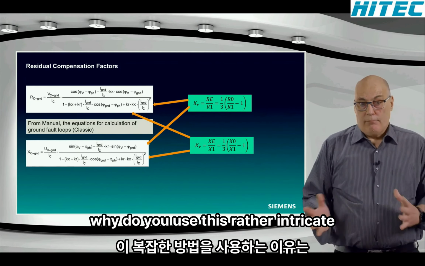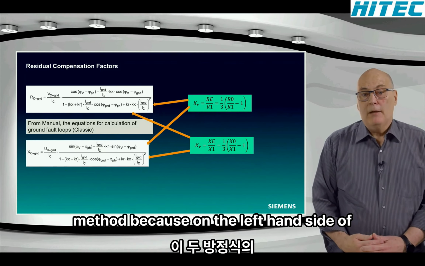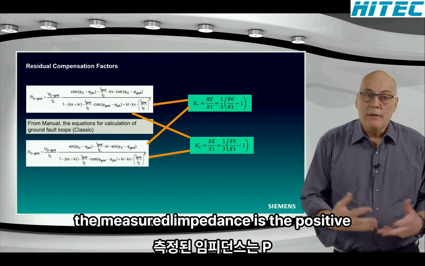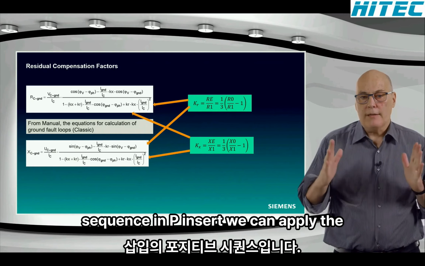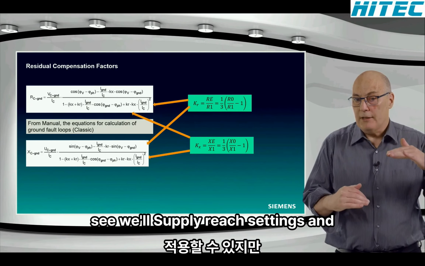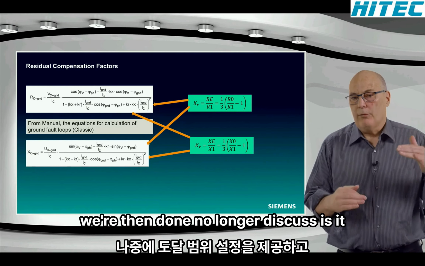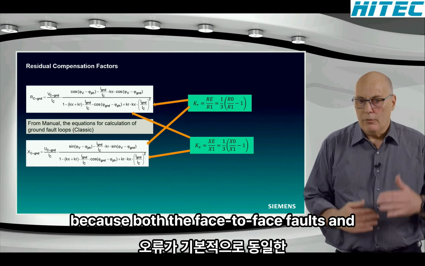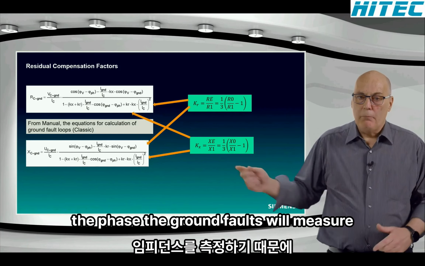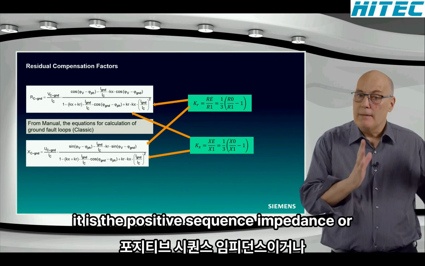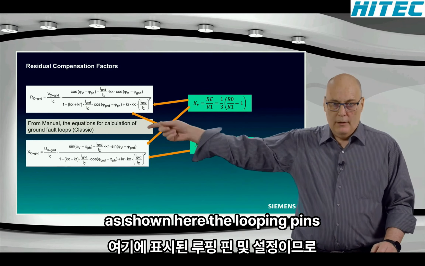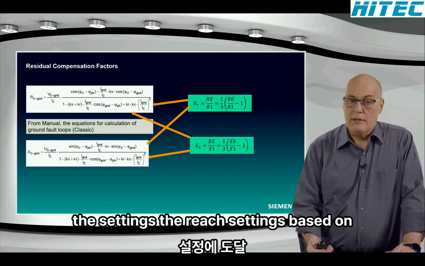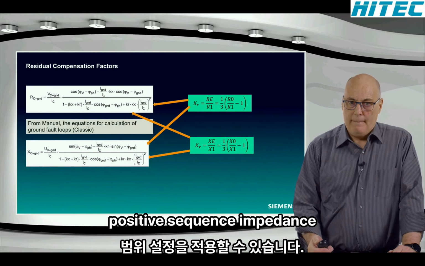Why do you use this rather intricate method? Because on the left-hand side of these 2 equations, what you see there, the measured impedance is the positive sequence impedance. So we can apply the same reach setting. Well, later on we'll apply reach settings, and we then no longer discuss is it for a ground fault, is it for a phase-to-phase fault. It doesn't matter, because both the phase-to-phase faults and the phase-to-ground faults will measure an impedance which is basically the same. It is the positive sequence impedance, or as shown here, the loop impedance. And the setting, we can therefore apply the settings, the reach settings, based on positive sequence impedance.